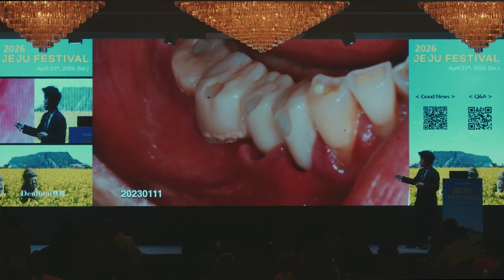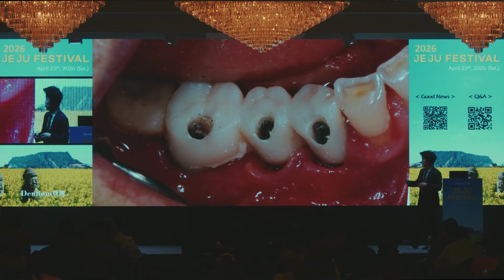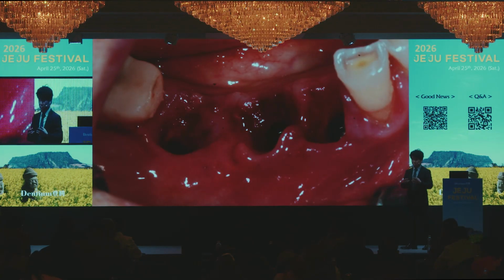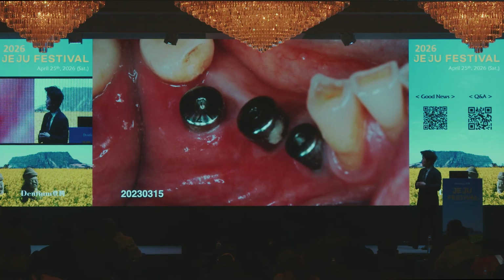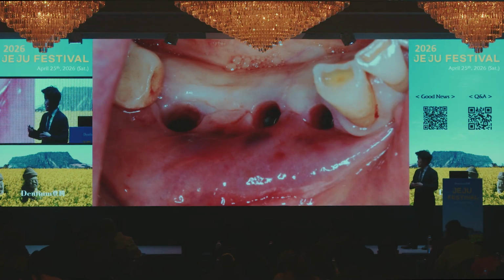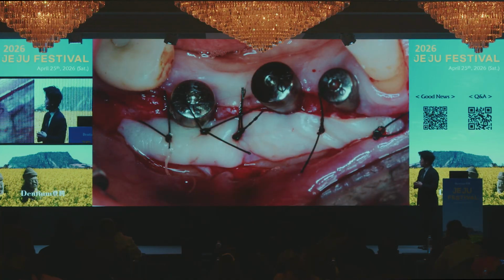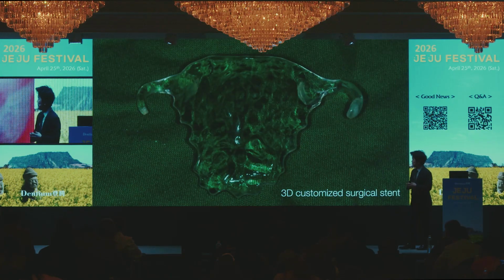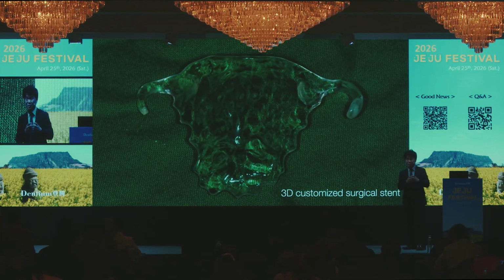So this patient suffers a lot from discomfort. So I remove the superstructure and the subside of the gingiva, and I make a partial thickness flap and the pre-gingival graft. After that, when I use the pre-gingival graft, I use the 3 customized surgical stand.